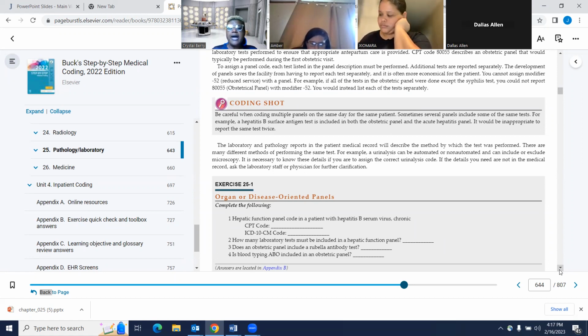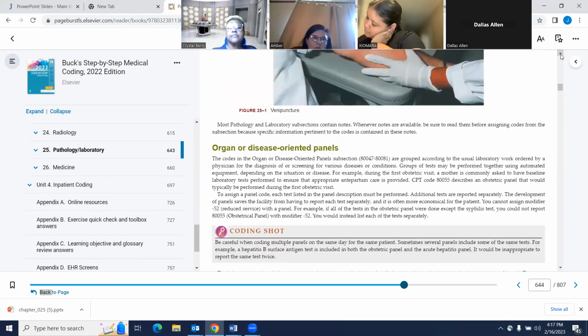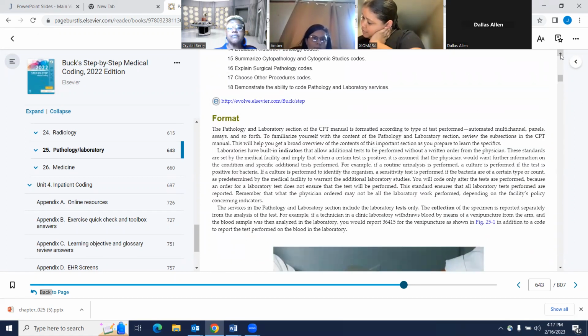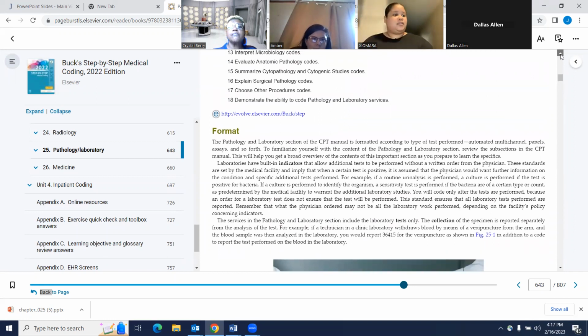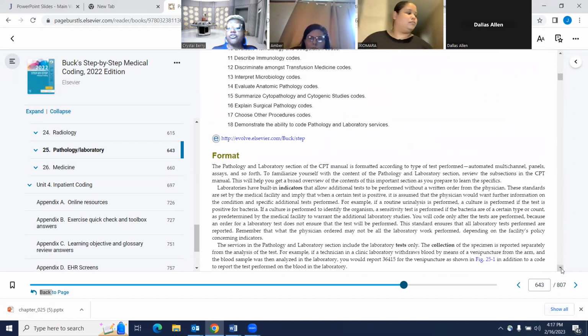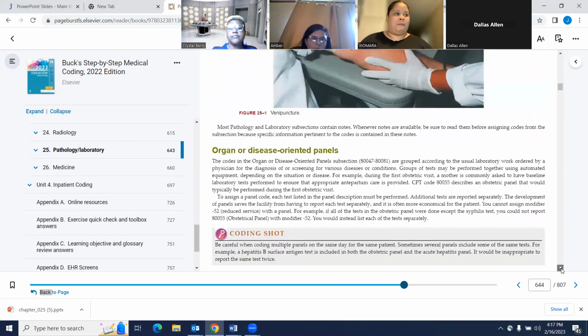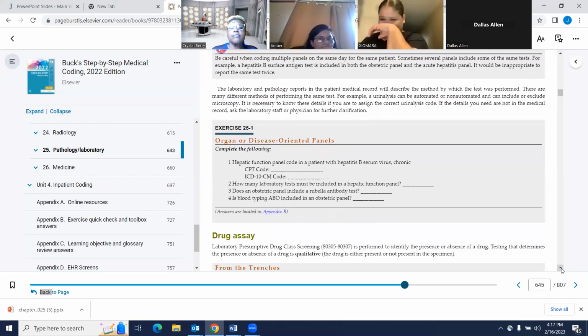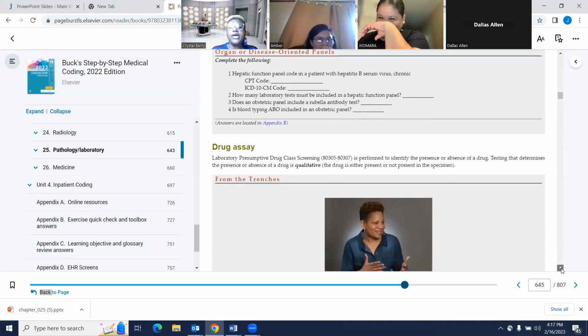Number 2, how many laboratory tests must be included in a hepatic function panel? 7. Yes, 7 is the correct answer. So next we're going to move on.